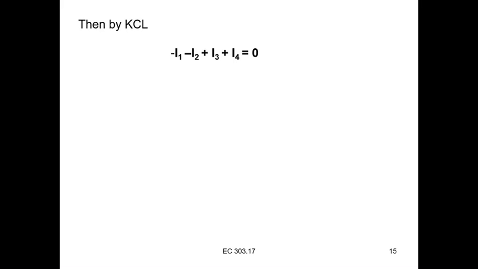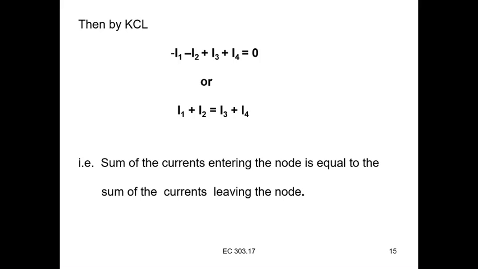Then by KCL, minus I1 minus I2 plus I3 plus I4 is equal to 0. Or we can easily tell that I1 plus I2 is equal to I3 plus I4. So I1, I2 are the currents entering into the node, and I3 and I4 are the currents leaving from the node. So the sum of the currents entering the node is equal to the sum of the currents leaving the node.